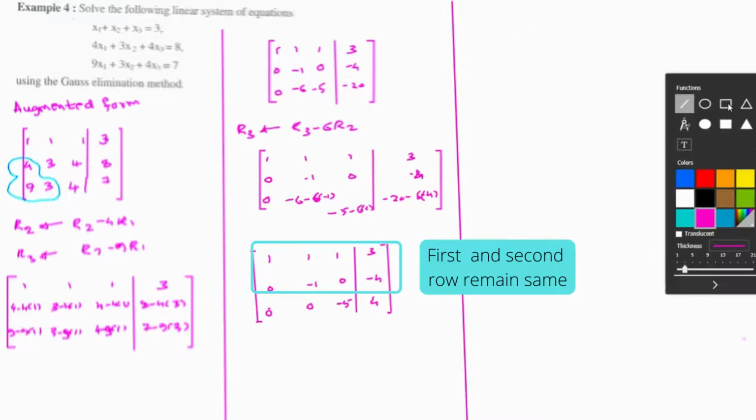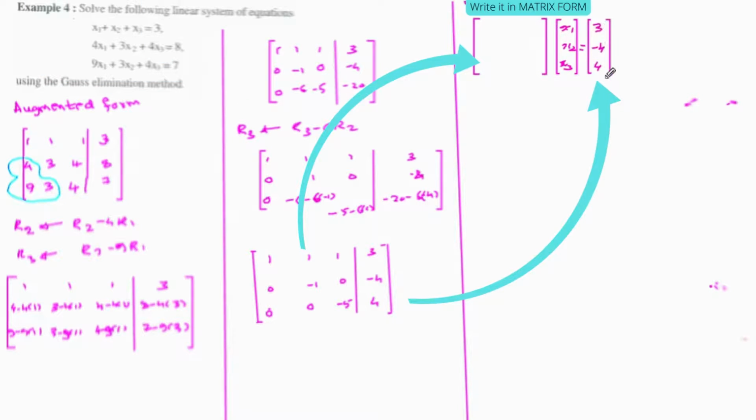You need to write this in the matrix form. What I need to calculate is x1, x2 and x3. On the right hand side you write the matrix 3, minus 4 and 4, and on the left side the matrix with 0, 0, 0, minus 5. So now you need to do the normal matrix multiplication and calculate the x1, x2 and x3 values.